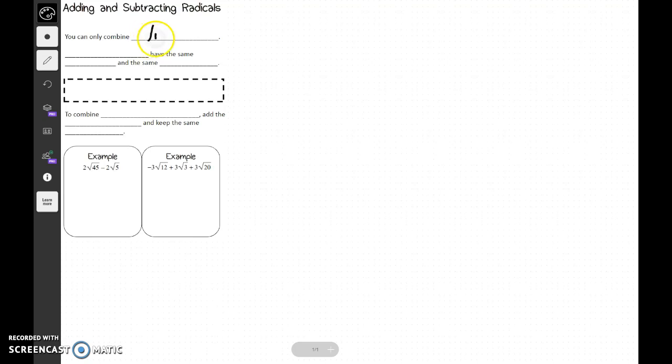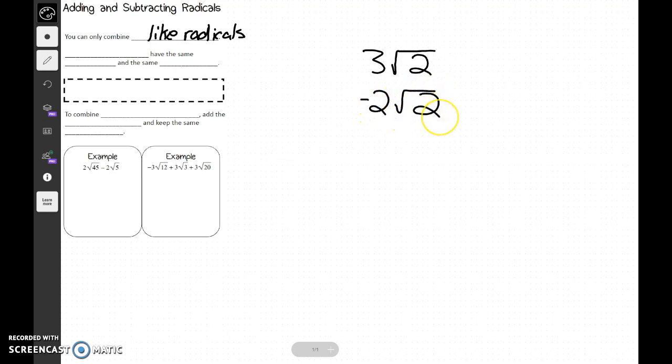We want to write in like radicals. And what I mean by like radicals is, if I have 3 on the square root of 2, an example of a like radical would be, say, -2 on the square root of 2. All right? When we have like radicals, we're looking at this being the same. Okay, that's what it means by like. So when we have like radicals, we're looking for the radical and the number underneath the radical, which is the radicand, to be the same.